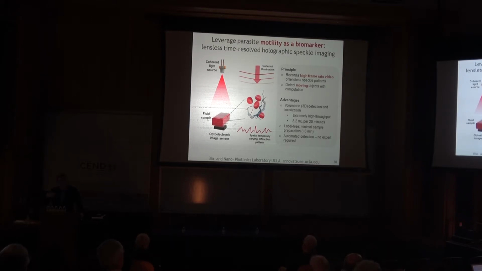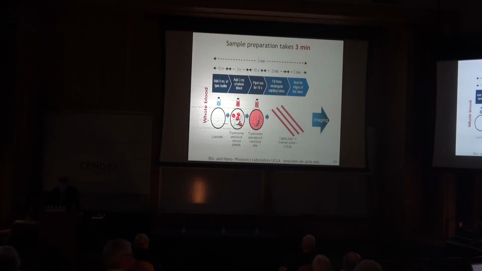But if you look at the speckle patterns as a function of time and how they're changing, you can actually spot these tiny parasites within billions of other cells around them. The advantage of the platform that I'm going to show you is that it's high throughput, label-free, with minimal sample preparation, maybe 3 minutes, and it can screen, with automated computation on a local laptop, about 3.2 milliliters, with a final decision given in about 20 minutes, including the sample preparation. And this requires essentially no expertise.